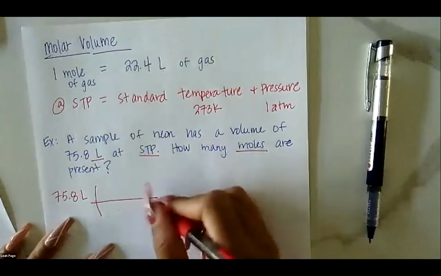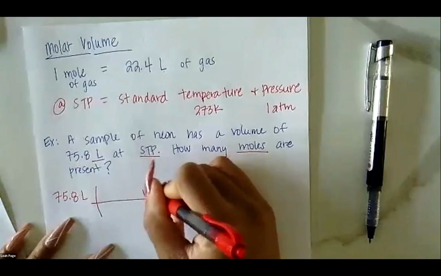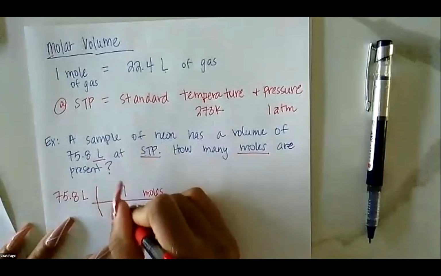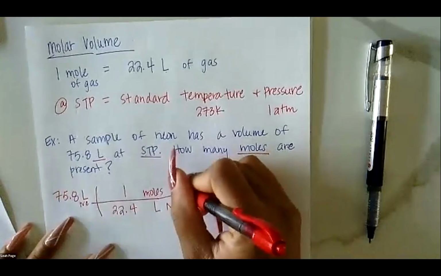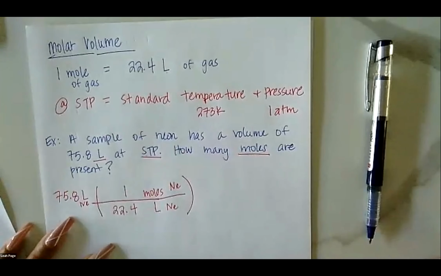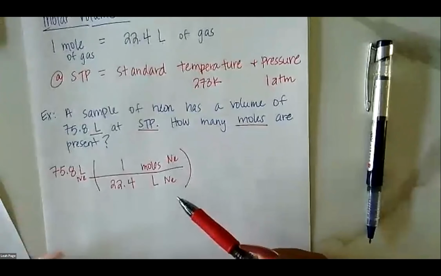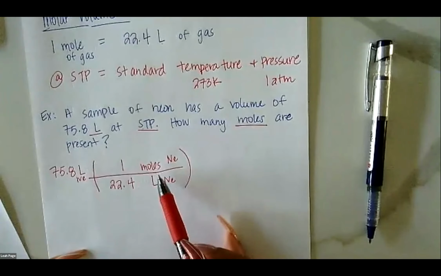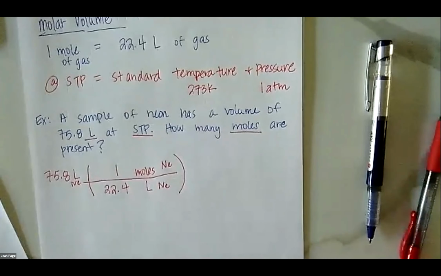In this case, I still want liters at the bottom and moles at the top. I'm going to say 1 mole is equal to 22.4 liters, and this time we're talking about neon, so moles of Ne. It's just like the other ones. I'm still putting the 1 in front of the mole, whether it's at the top or the bottom, and I'm going to use 22.4 liters because that's the volume of any gas if it's at STP.